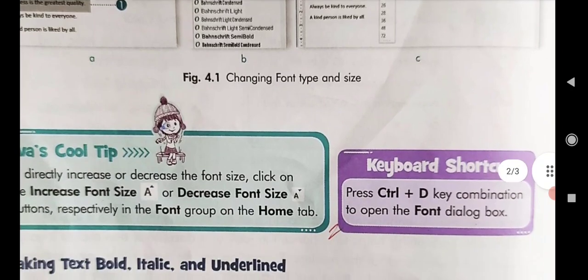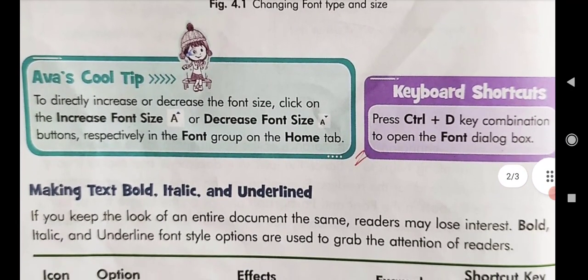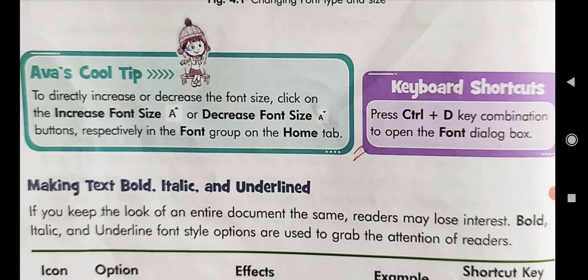Now next come here, that is our cool tip, something there to directly increase or decrease the font size. If we want to increase or decrease the font size directly without the help of the keyboard, then click on the Increase Font Size (A up arrow) or Decrease Font Size (A down arrow) button respectively in the Font group on the Home tab. This also we will get in the Home tab, in the Font group.